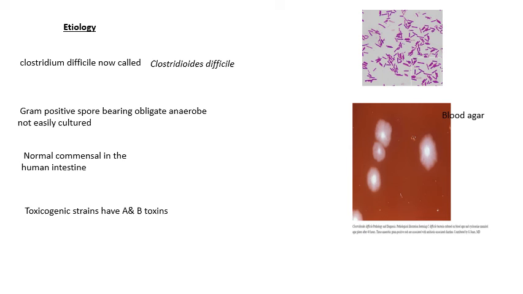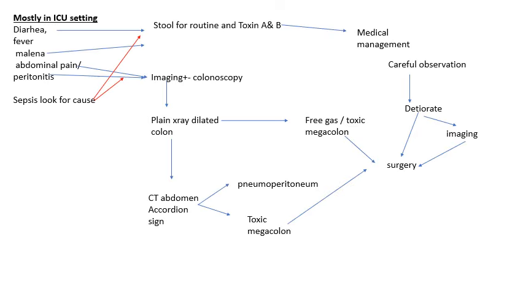And the toxigenic strains have toxins A and B. You can have strains which do not have toxin. And they can be grown on blood agar. You get these white fluffy colonies. And here you have these gram-positive but spore-bearing organisms. The inset shows the spore-bearing.